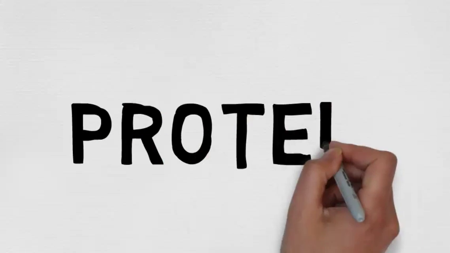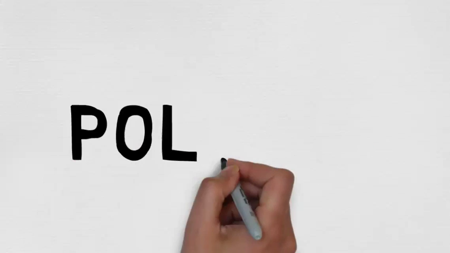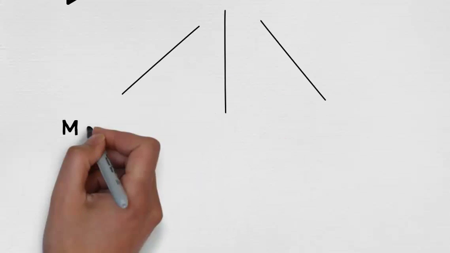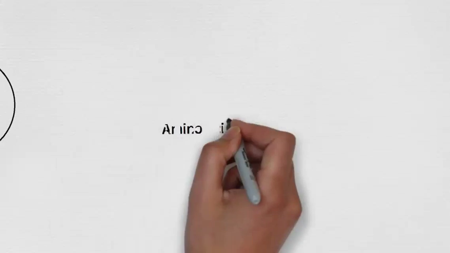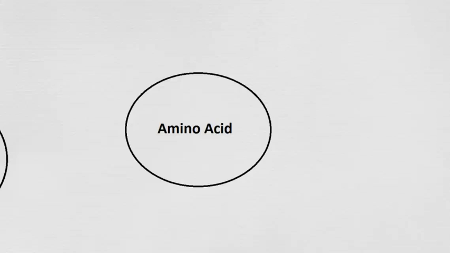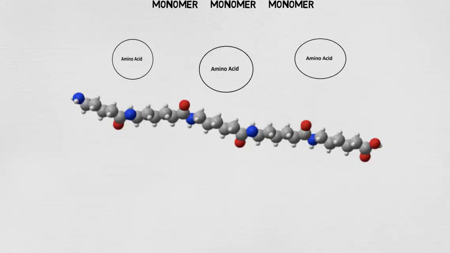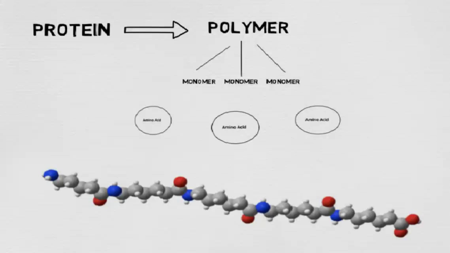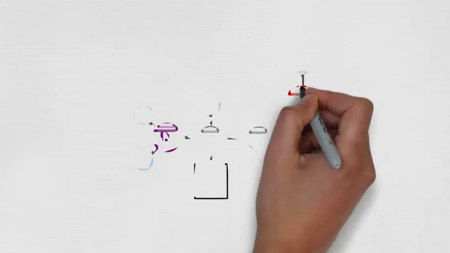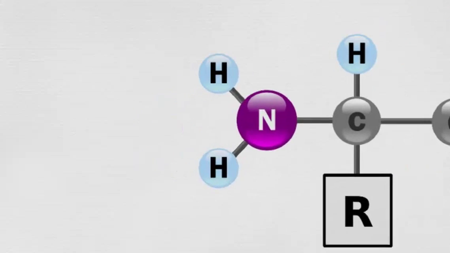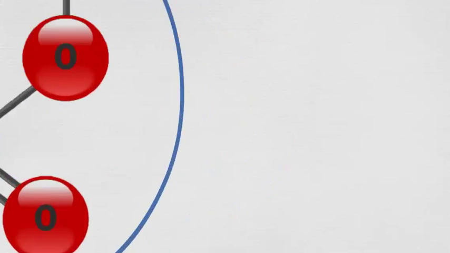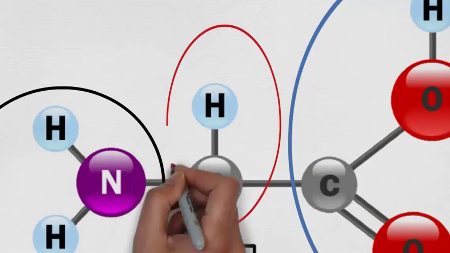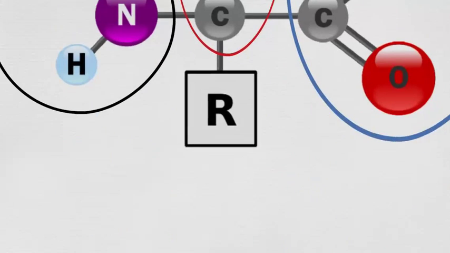So proteins are molecules called polymers. Polymers consist of repeating units of monomers. In the case of proteins, these monomers are amino acids. So amino acids, the monomers, are the building blocks of polymers which make up proteins. These amino acids have a very specific structure and look something like this. They are made up of an amino group, a carboxyl group, an alpha carbon, and a variable R group.